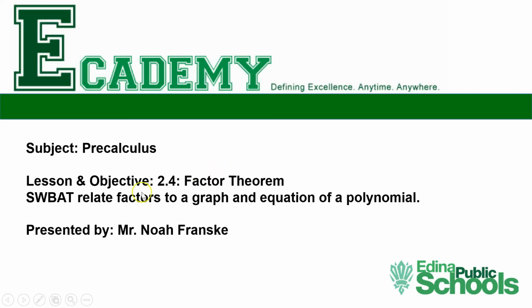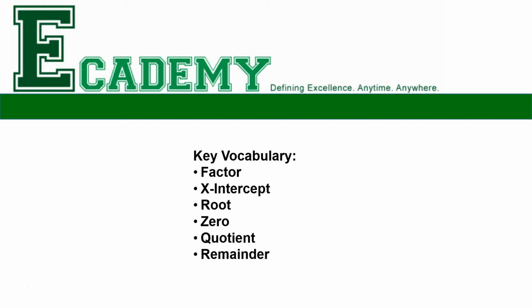So today students will be able to relate factors to a graph and equation of a polynomial. Wonderful. So key vocabulary today: factor, x-intercept, root, zero, quotient, remainder. Stuff we've been talking about a lot but haven't really put together yet. So let's jump in and see what's going on.